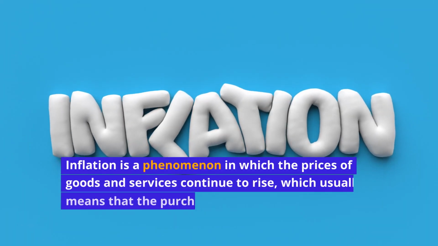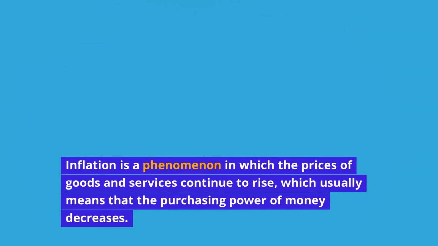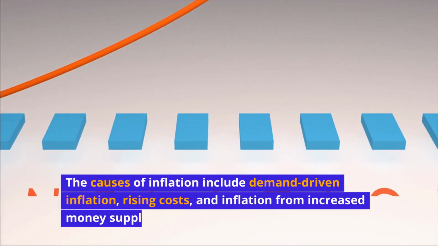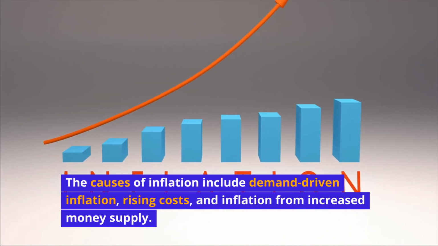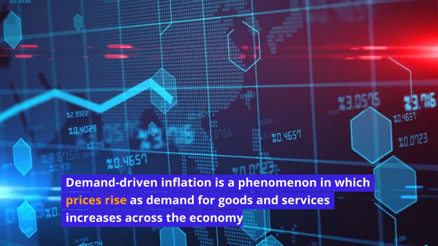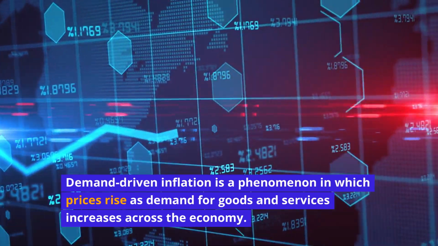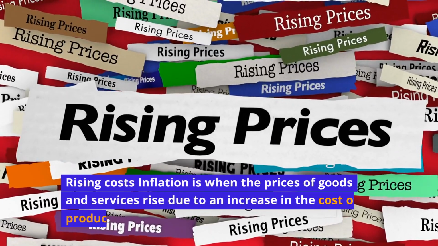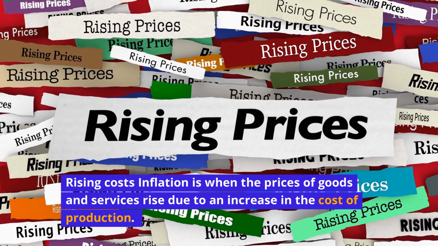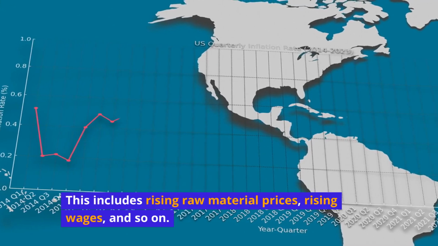Inflation is a phenomenon in which the prices of goods and services continue to rise, which usually means that the purchasing power of money decreases. The causes of inflation include demand-driven inflation, rising costs, and inflation from increased money supply. Demand-driven inflation is a phenomenon in which prices rise as demand for goods and services increases across the economy. Cost-push inflation is when the prices of goods and services rise due to an increase in the cost of production. This includes rising raw material prices, rising wages, and so on.